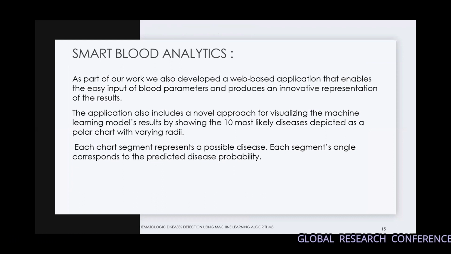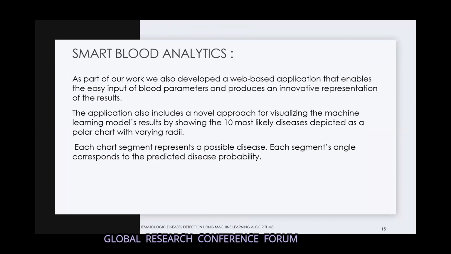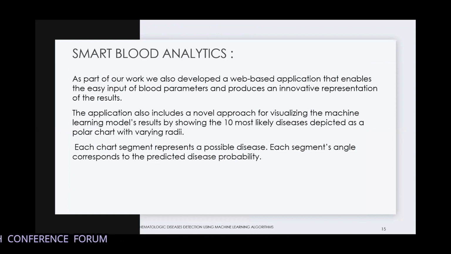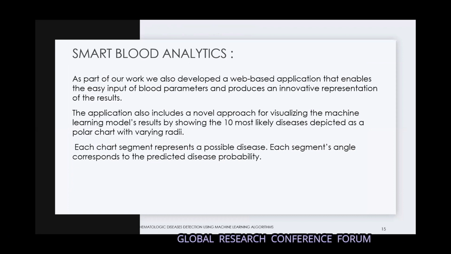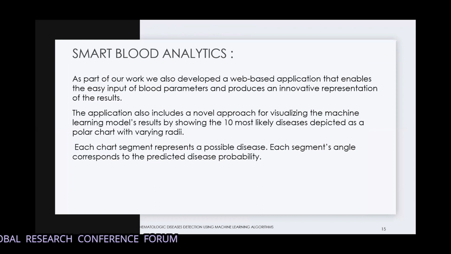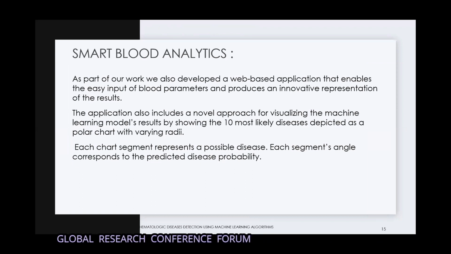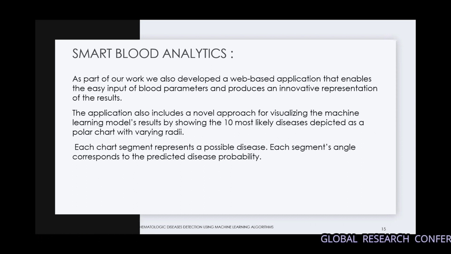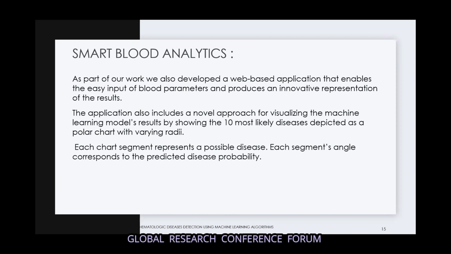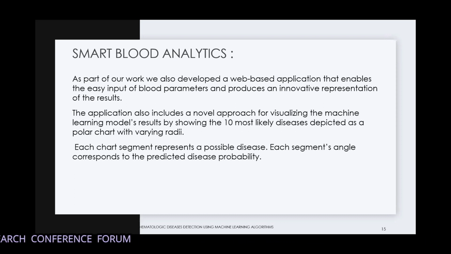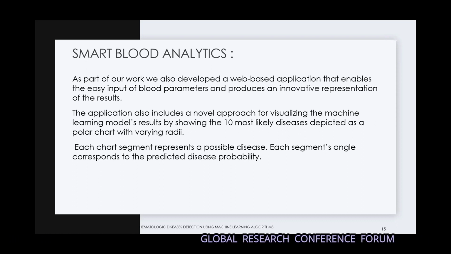So we will have a web-based application that will easily take input and generate output. For example, if in the blood sample there is a lesser amount of hemoglobin or red blood cells, then it will give output as anemia, and other possible diseases will also be predicted. So it will show the 10 most likely diseases through a polar chart. In that chart, each segment will represent a possible disease, and the angle of each segment will give us the probability of that disease.